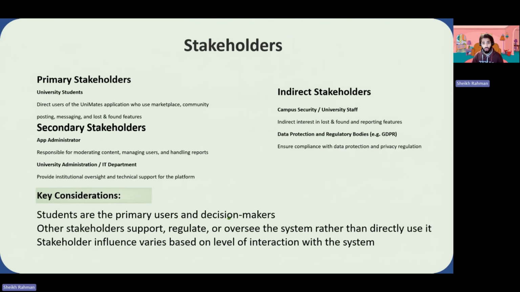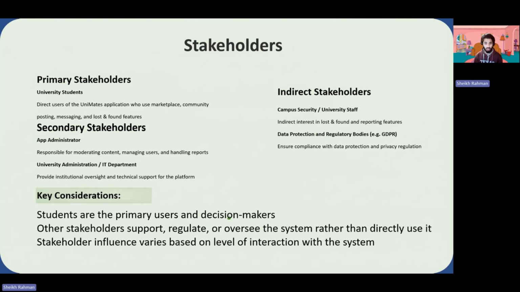Stakeholders are individuals or groups that influence or are influenced by the Unimaze system. Primary stakeholders include university students who directly use the application features such as marketplace, community posting, messaging, and lost and found. Secondary stakeholders include the administrator who moderates content and manages users, and the university administration or IT department, which provides technical support or institutional oversight.